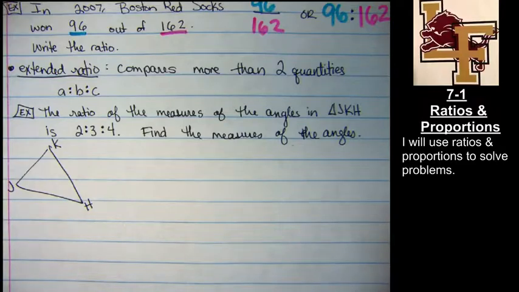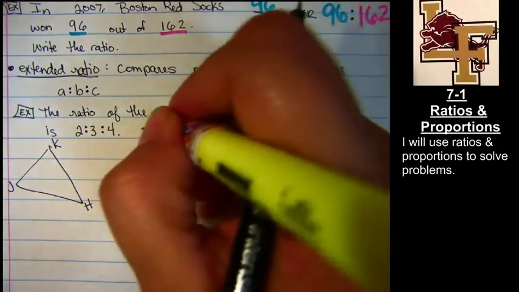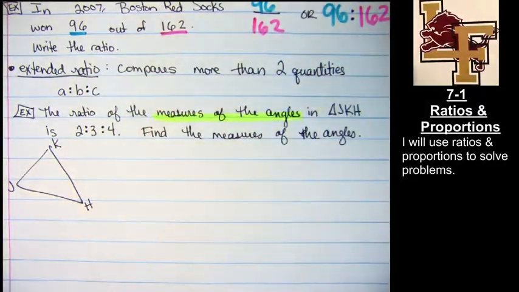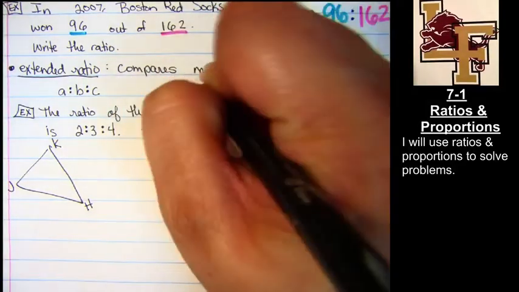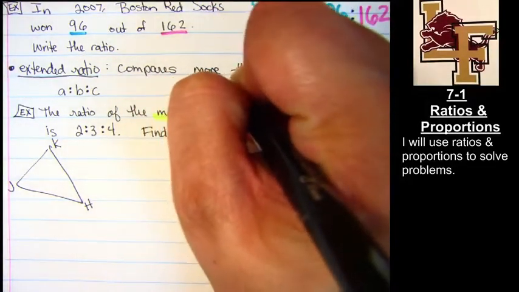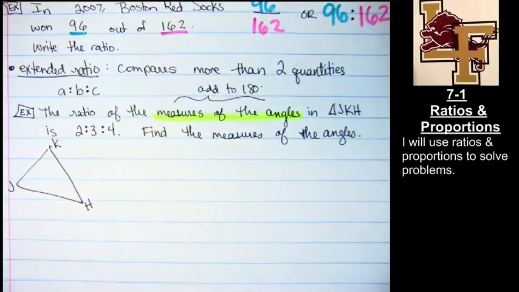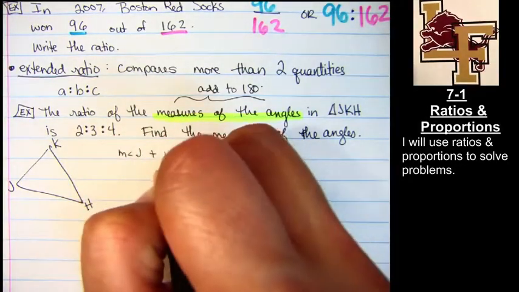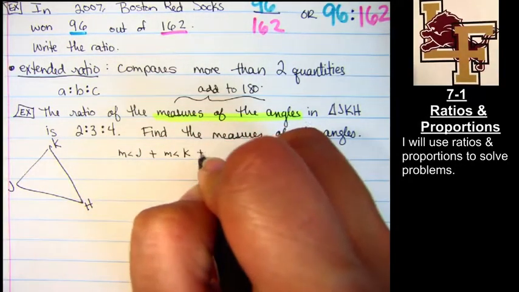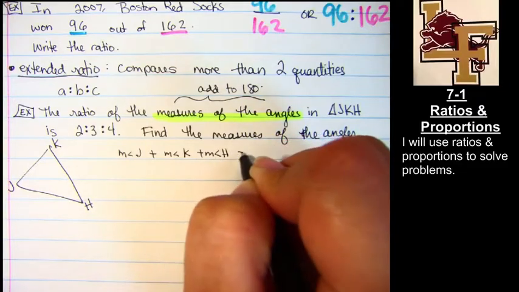Now, it says the measures of the angles. What do I know about the measures of the angles in a triangle? They add up to 180. Yeah, you could say it that way. So that means that the measure of angle J plus the measure of angle K plus the measure of angle H equals 180.